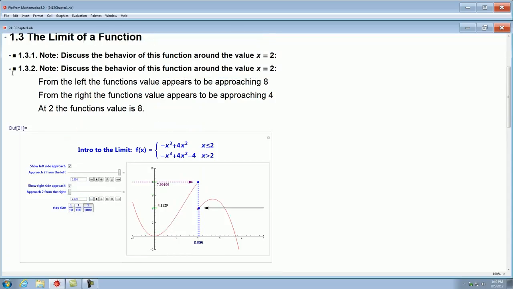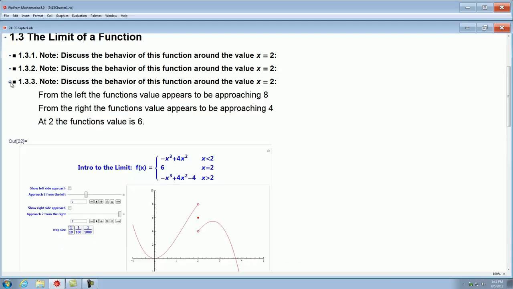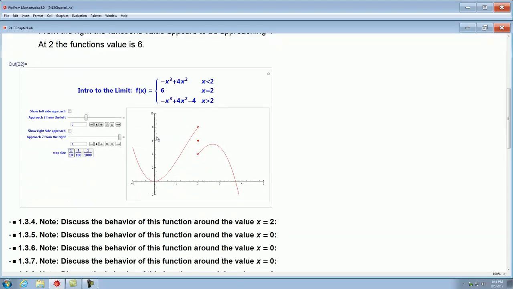Let's look at the next example. Discuss the behavior around 2 again. So this is very similar. This is another piecewise function. What's happening though is at 2, I have a hole here and a hole here, which means the value of the function at 2 is 6.